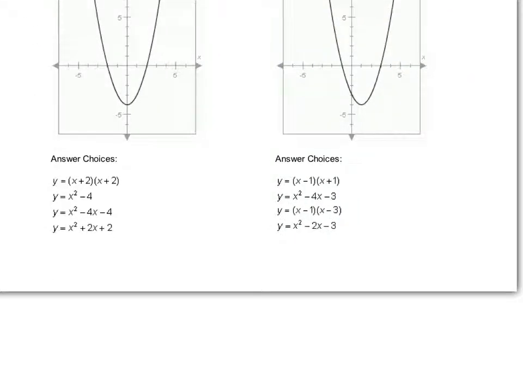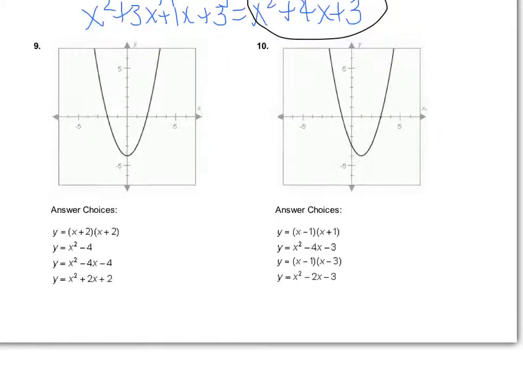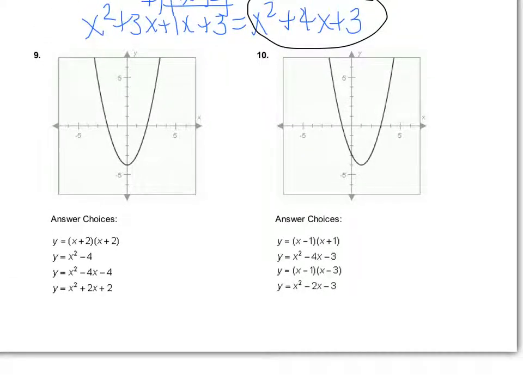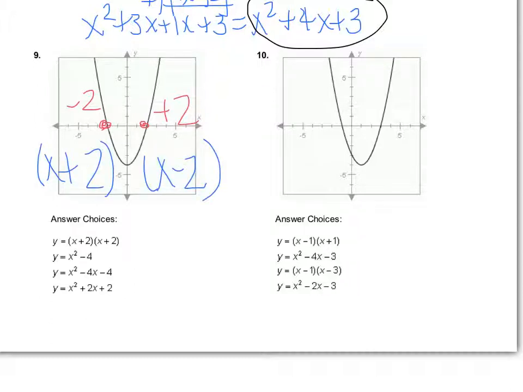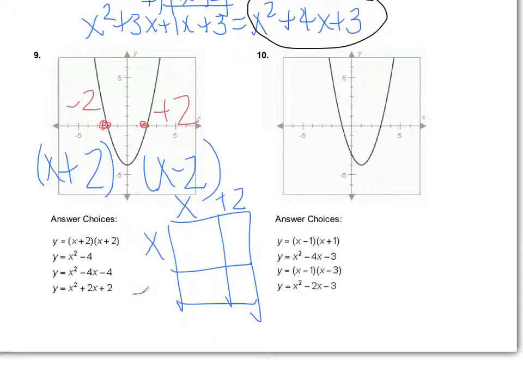Last problem, number 9. We have to look at our roots again. So my roots this time are negative 2 and positive 2, which means my factors are going to be x plus 2 and x minus 2. So that choice isn't there, so I'm going to go ahead and multiply this out. X plus 2, x minus 2.